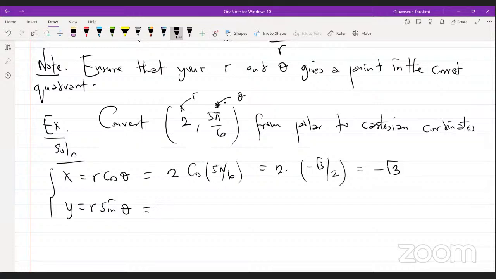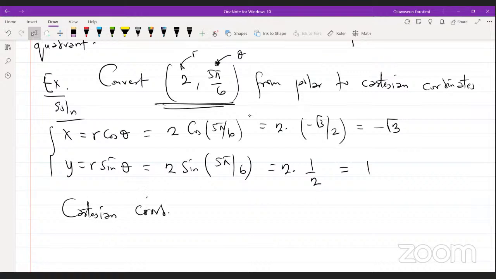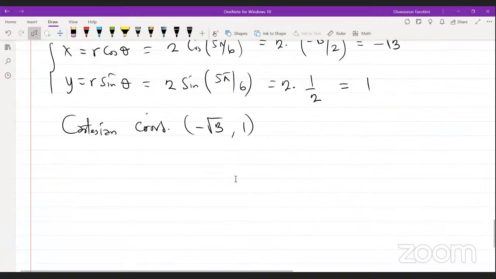Same thing applies here. This is 2 times sine of 5 pi over 6. What is sine of 5 pi over 6? That's exactly 1/2, so you get 1. So now in Cartesian coordinates, remember it's x comma y, so this point is negative root of 3 comma 1.